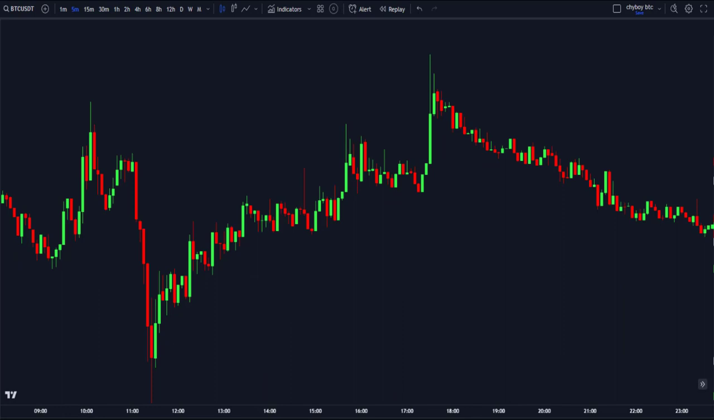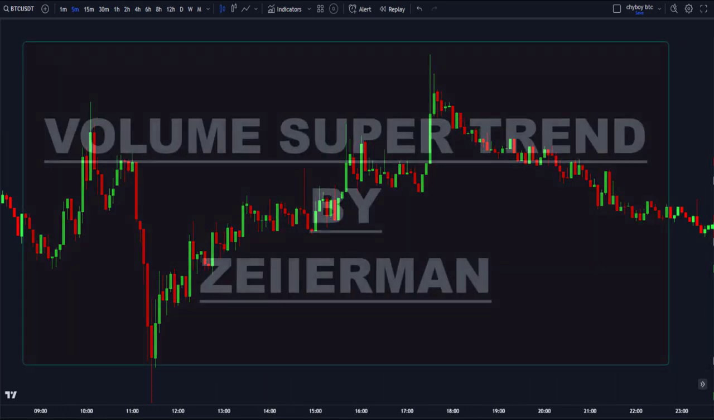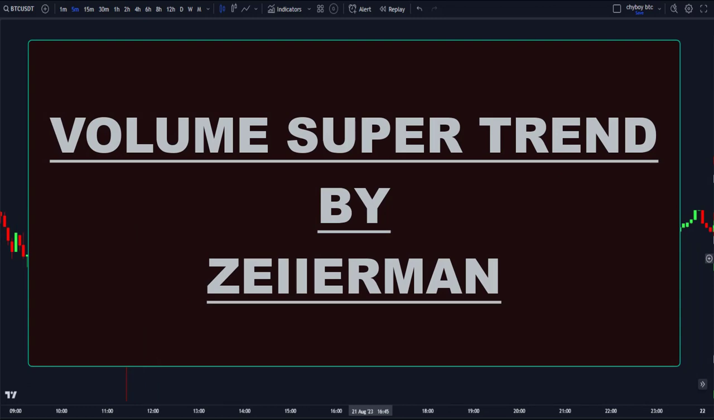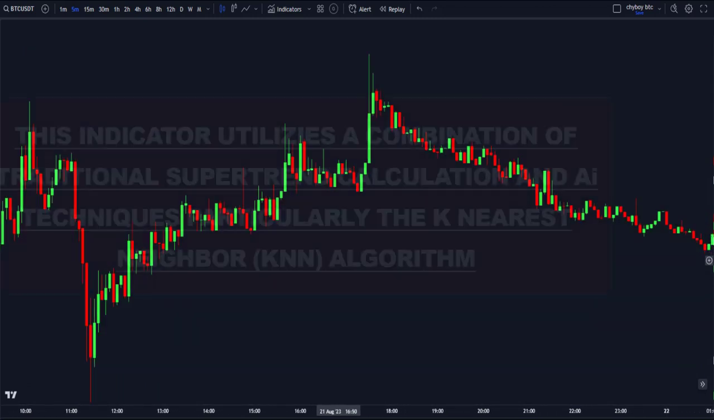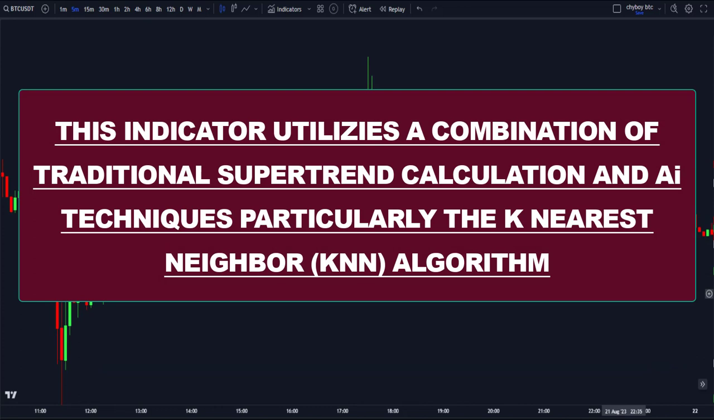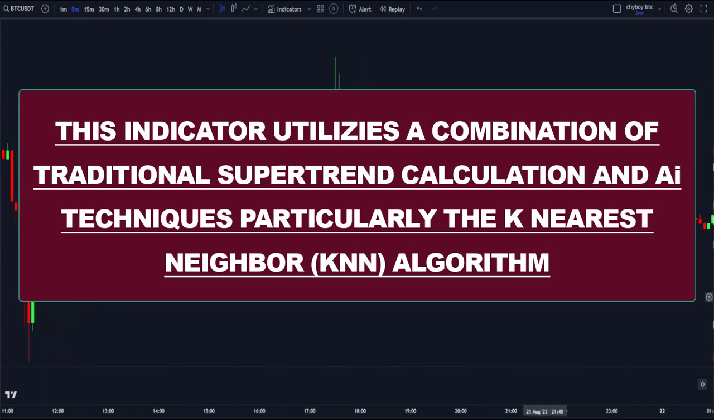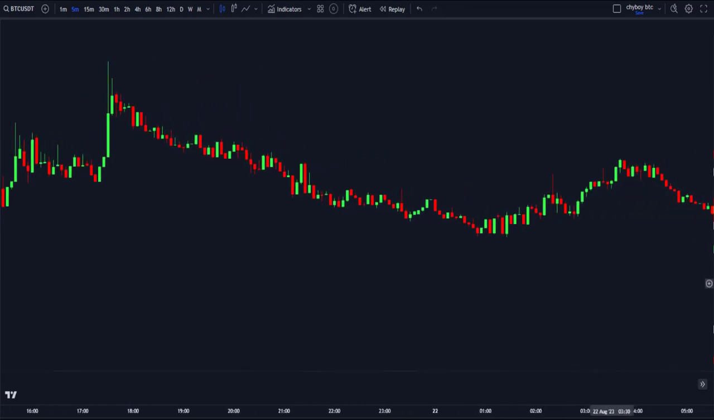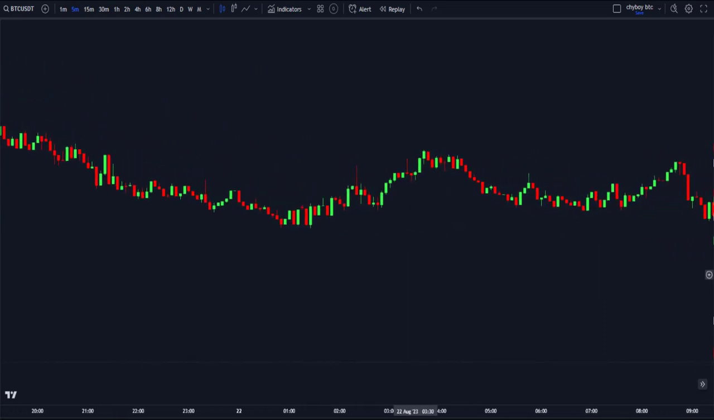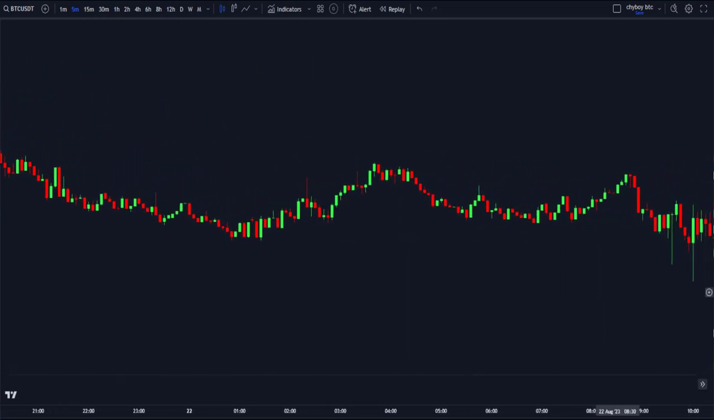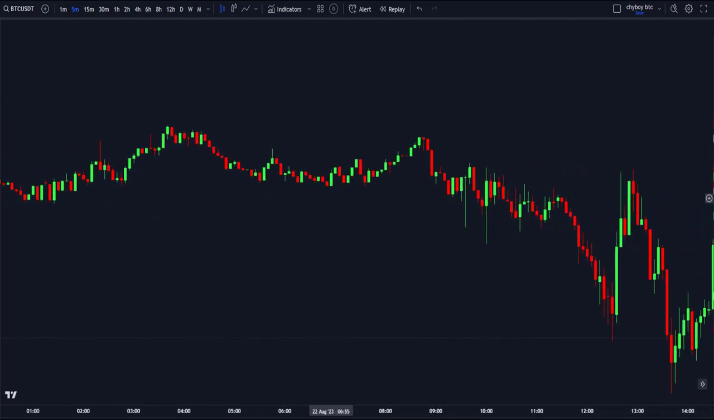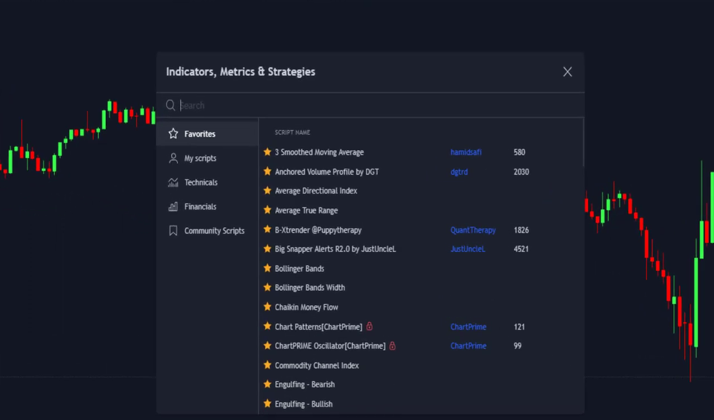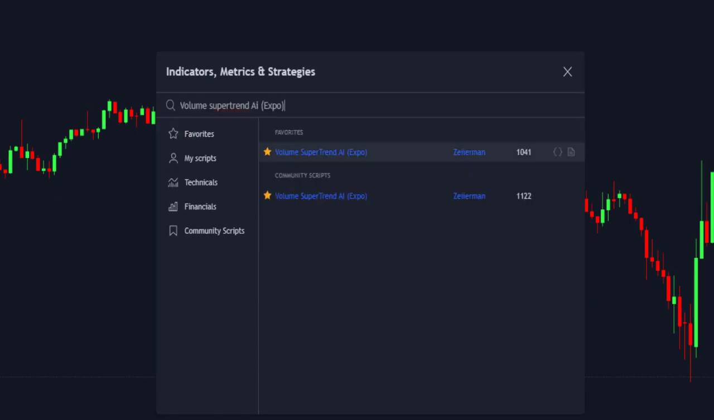The indicator we are going to be using in this strategy is called the Volume Supertrend AI Expo, created by Zierman. This indicator utilizes a combination of traditional supertrend calculation and AI techniques, particularly the K-nearest neighbors (KNN) algorithm. This indicator is designed to identify the price trend, but before we talk more about this indicator, let's add it to the chart. To add it to the chart, we are going to navigate to the indicator search bar. There we are going to search for Volume Supertrend AI Expo. Select the one made by Zierman.